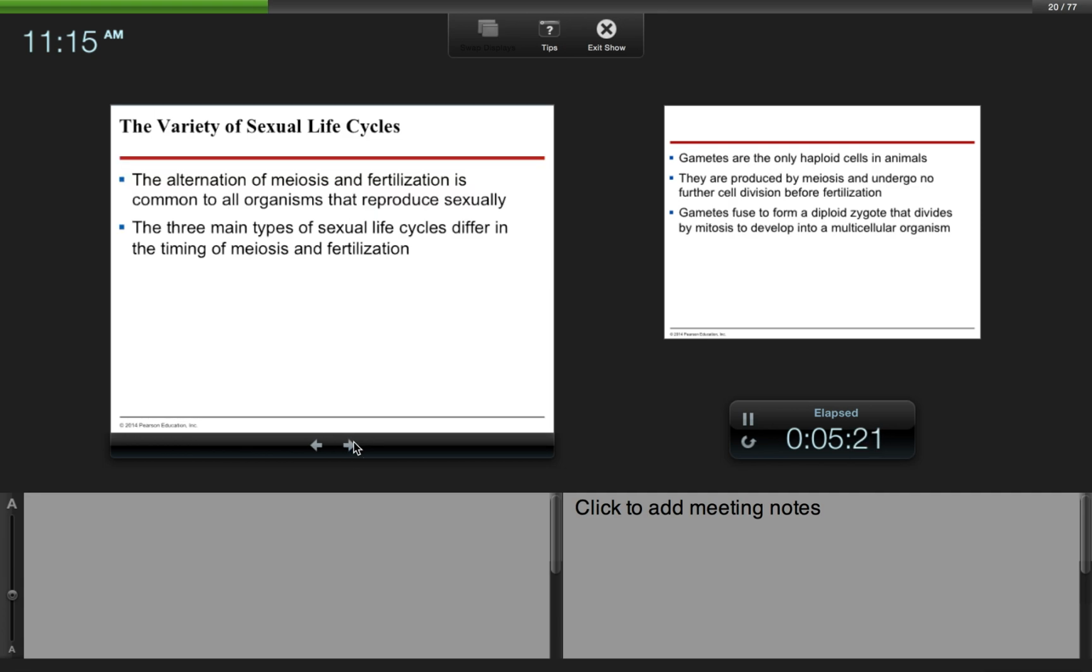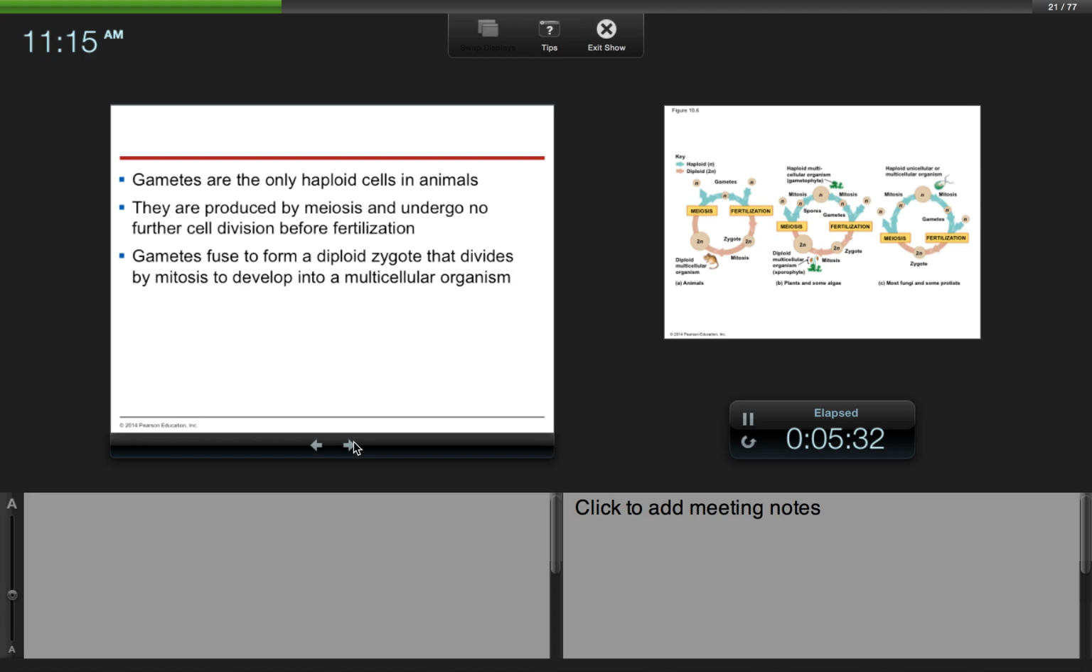The alternation of meiosis and fertilization is common to all organisms that reproduce sexually. The three main types of sexual life cycles differ in the timing of meiosis and fertilization. Gametes are the only haploid cells in animals. They are produced by meiosis and undergo no further cell division before fertilization. Gametes fuse to form a diploid zygote that divides by mitosis to develop into a multicellular organism.